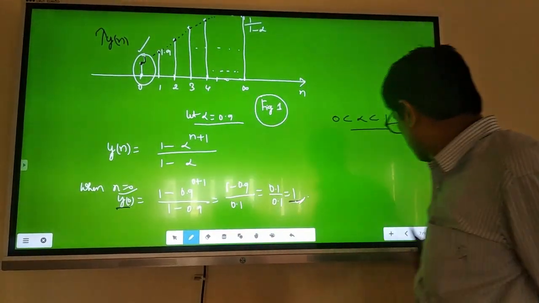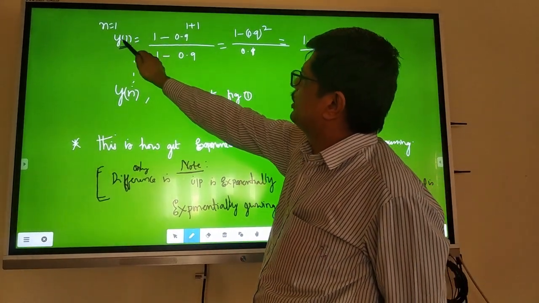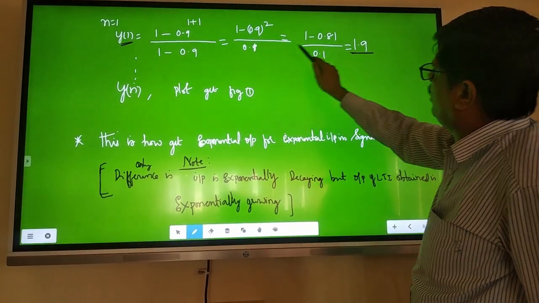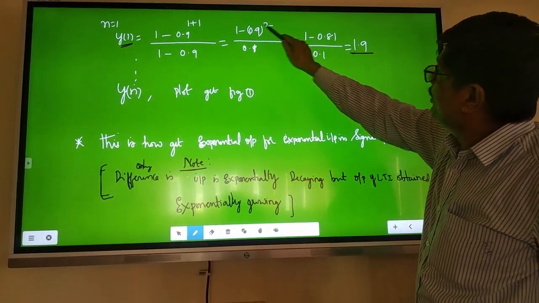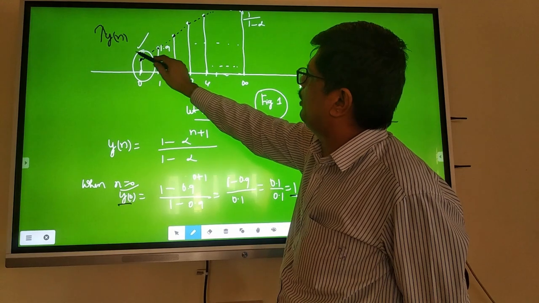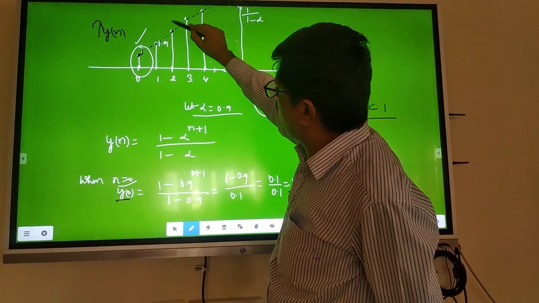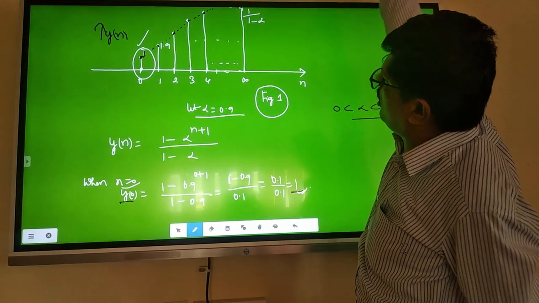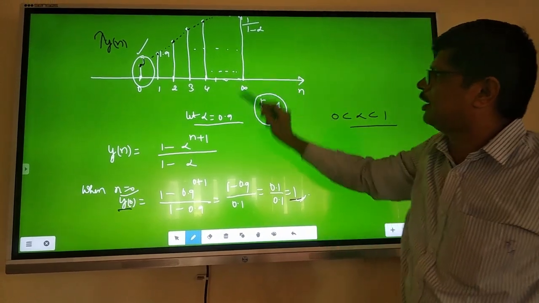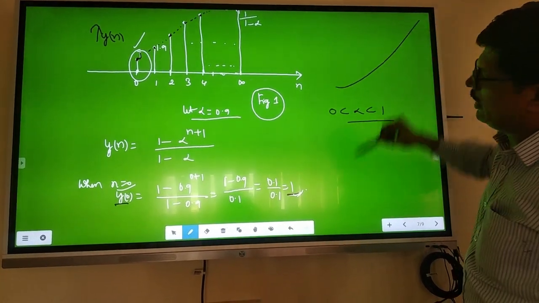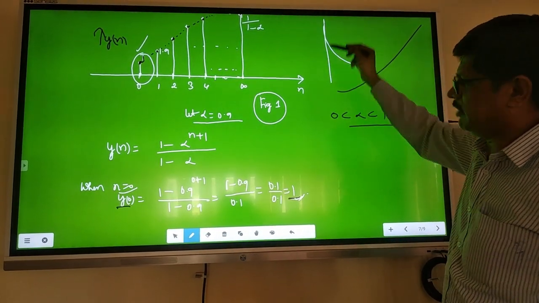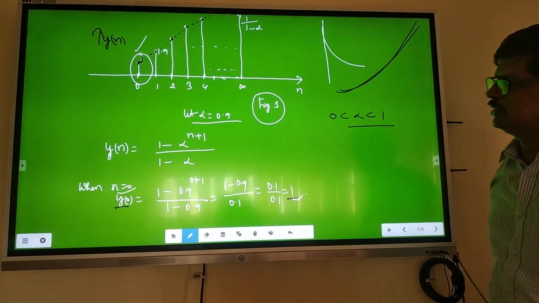Similarly, at 1, substitute here: y of 1 is equal to 1 minus 0.9 to the power 1 plus 1, by 1 minus 0.9. That is 1 minus 0.9 squared, by 0.1, which is 1 minus 0.81 by 0.1, equal to 1.9. This is your second value. Like this, at 2 you will get some more, at 3 some more. You will get an exponential output only. At a very large value, towards infinity, you will get 1 by 1 minus alpha. That means the function is exponentially increasing. If the input is exponentially decreasing, as given already, then you get an exponential output.